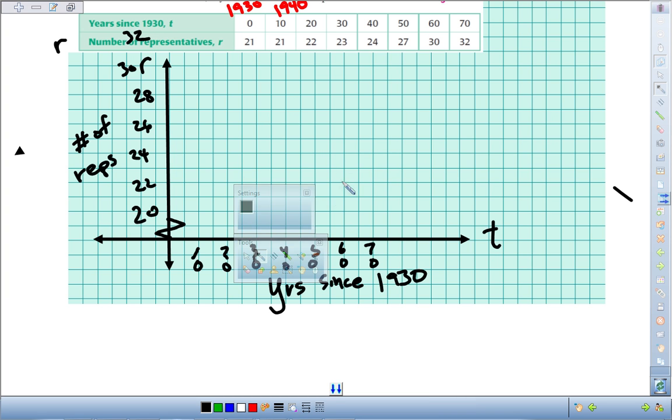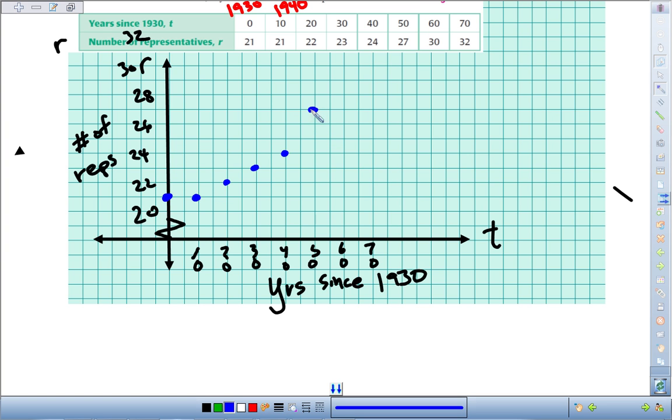So we've got plotting points. 0, 21. 0, 21 is going to be right there. 10, 21. Over 10, up 21. 20, 22. Over 20, up 22. It's going to be right there. 30, 23. Over 30. There's 23 right there. 40, 24, over 40, there's 24 right there. 50, 27, 26, 27 is right there.